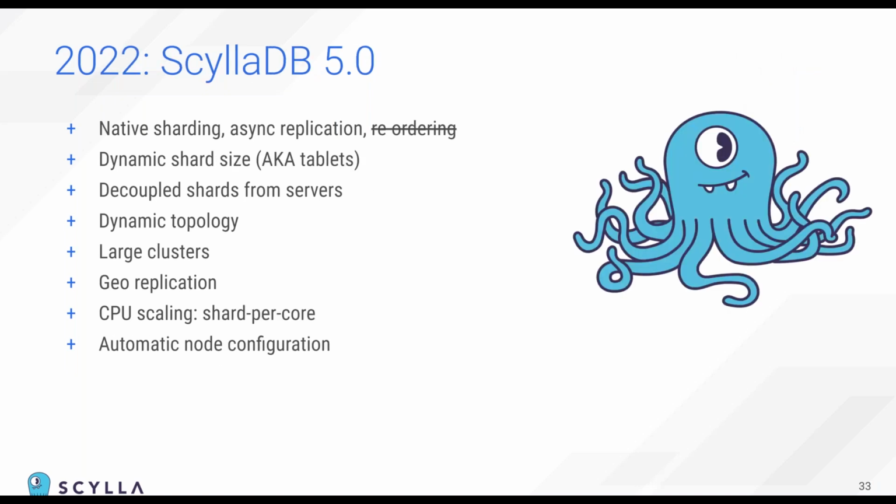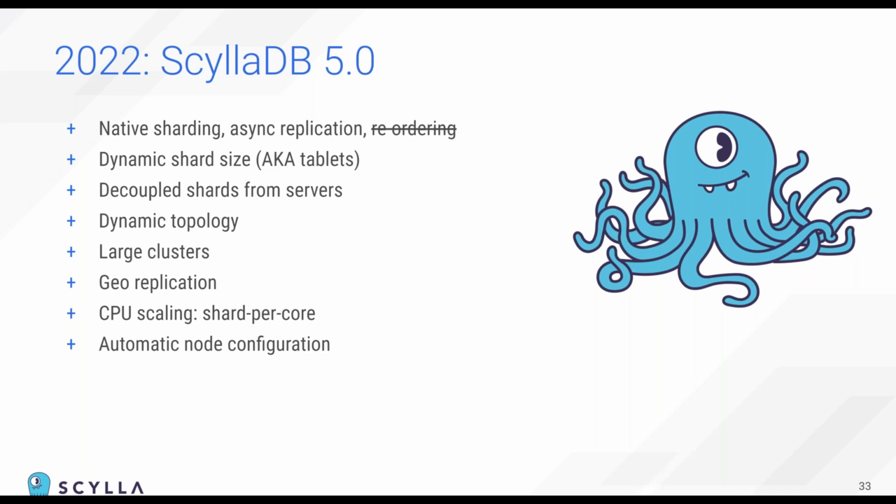Now, looking into the future, Scylla 5.0 is coming out this year, and it did one very interesting modification. This is part of a project called Project Circa, and what they did basically is they moved from uniform sizes of shards to dynamic shard sizes, like CockroachDB tablets.